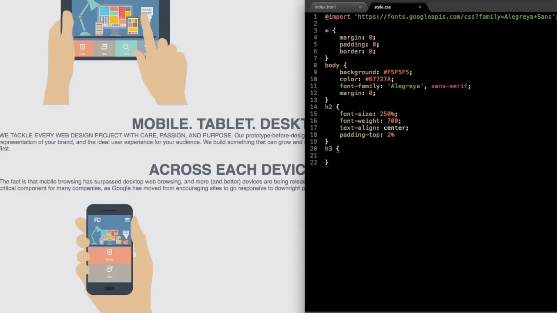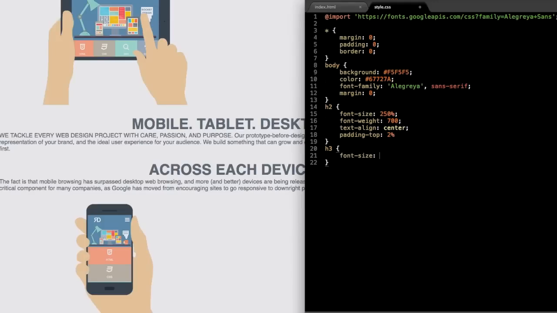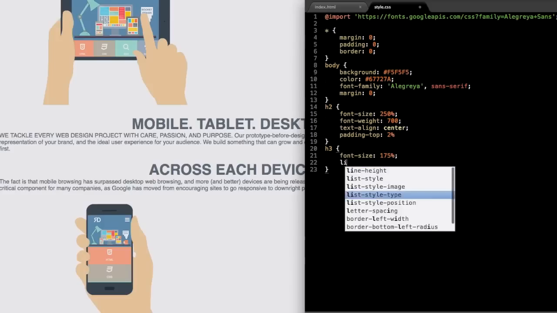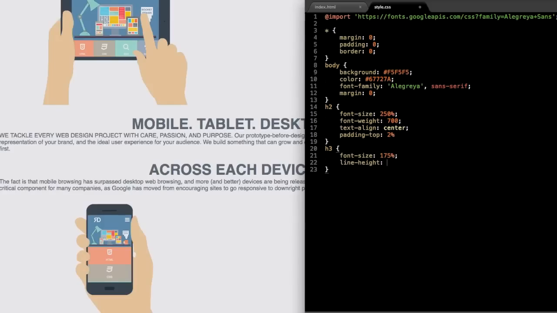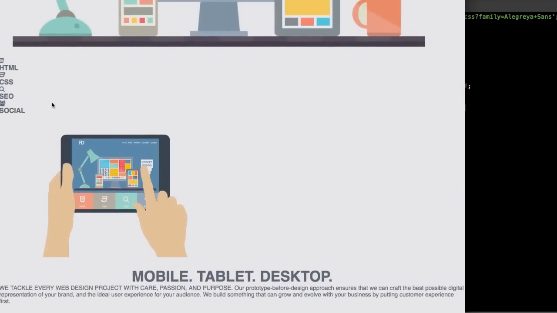Okay, so now let's drop down and style the heading 3 text next. And we're going to give this a font size that's smaller than the heading 2, and it's going to be 175% with a line height of 155%. And if we go up here and refresh, there we have our heading 3 text looking a little different already.